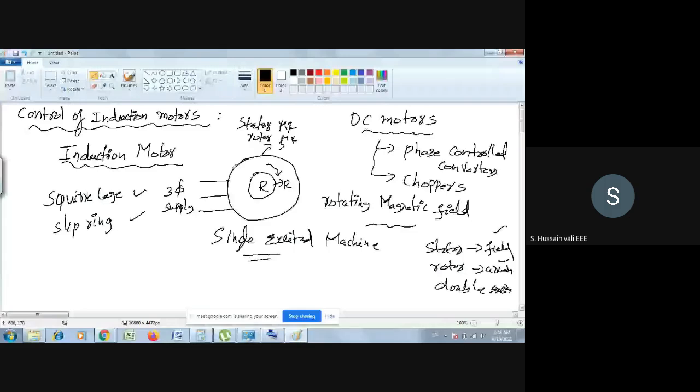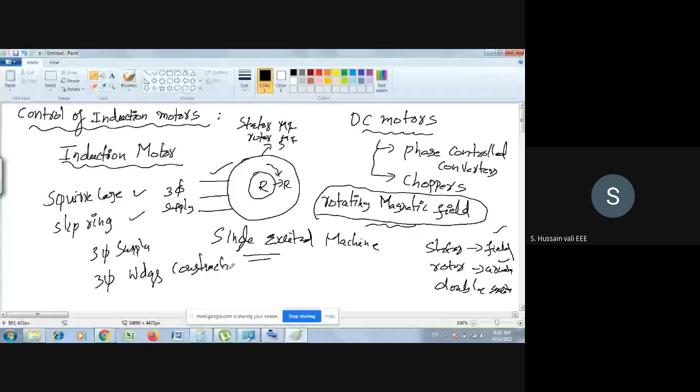Once you give the supply to the stator, the stator windings, I already told you, are also shorted, meaning they make a closed path. So this supply will produce current, and those currents in the stator windings in turn will produce the rotating magnetic field. Now I hope you know why there is a rotating magnetic field: because of the three-phase supply and the three-phase winding construction.